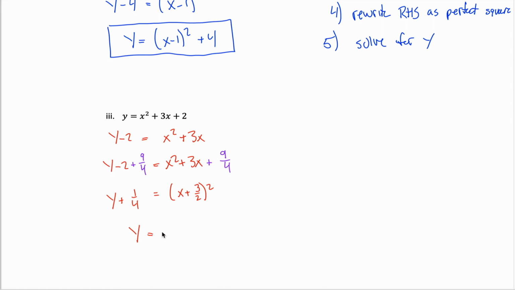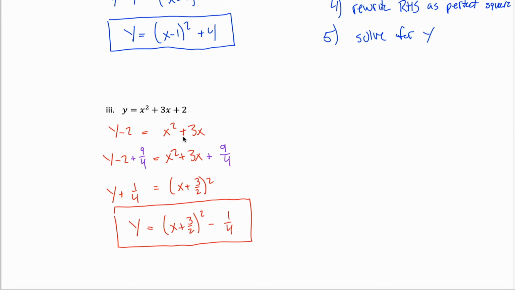So subtract 1/4 from both sides. Final answer is y equals (x plus 3 halves) squared minus 1/4. This one was a little bit harder.